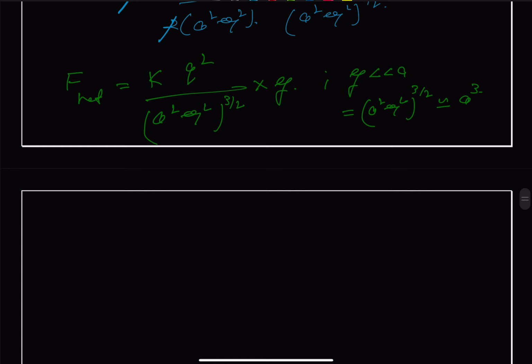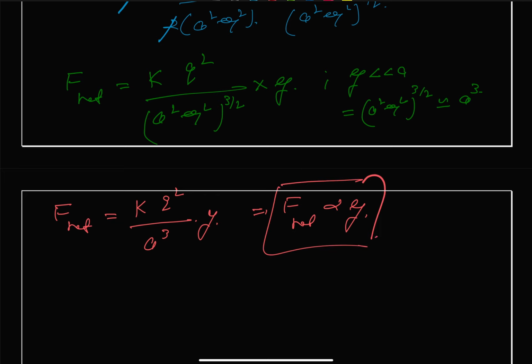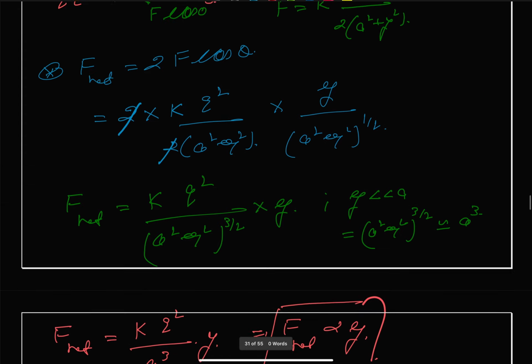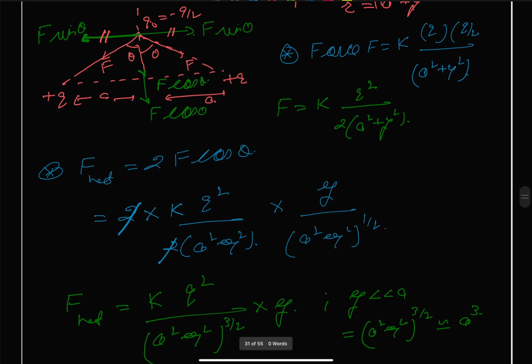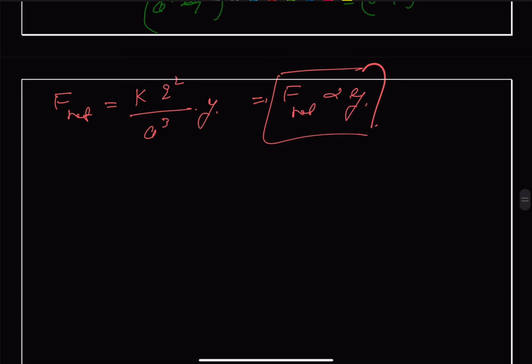So we get our F net will be equal to K Q square upon a cube multiplied by y, which gives us that net force is proportional to our y. So option number A is the correct one. Option A is correct.